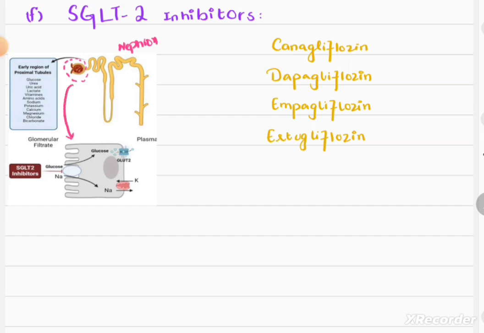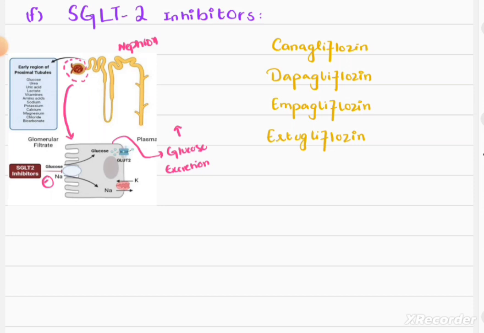What they do is block or inhibit the sodium glucose transporter. As a result, more glucose is excreted out of the body. So it increases the glucose excretion, and this is how it has its anti-diabetic effect. It will block the SGLT2 receptors and increase the glucose excretion in the urine. It also has some effect on delaying gastric absorption. So we have four drugs in this class.